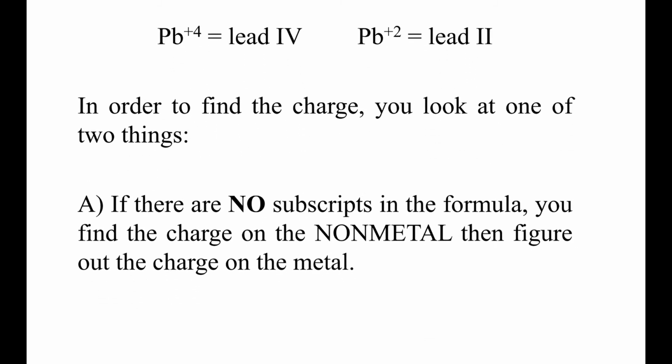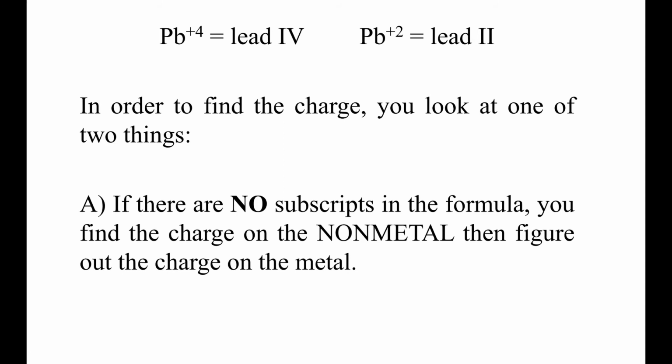Okay, so if we look at it, lead, we have two types of lead. There's lead 4 and lead 2. I'm going to put this in parentheses, depending on if it has a +4 or a +2 charge. So lead 4, 4 being Roman numeral 4, stands for the +4. Lead 2 is the +2 charge.